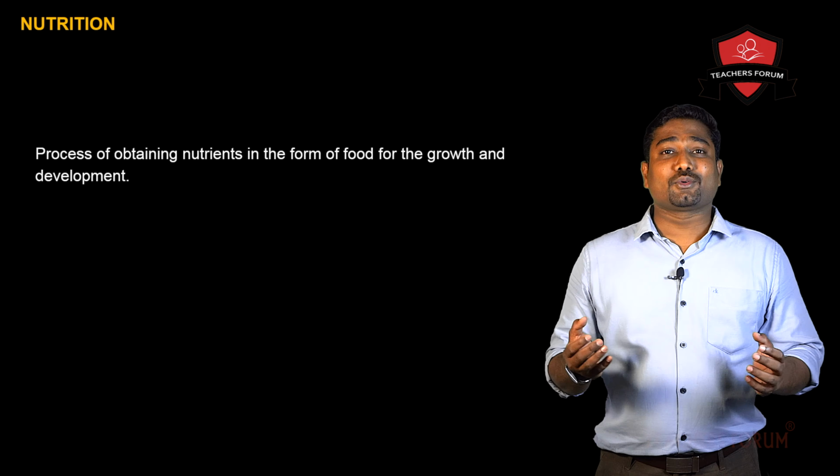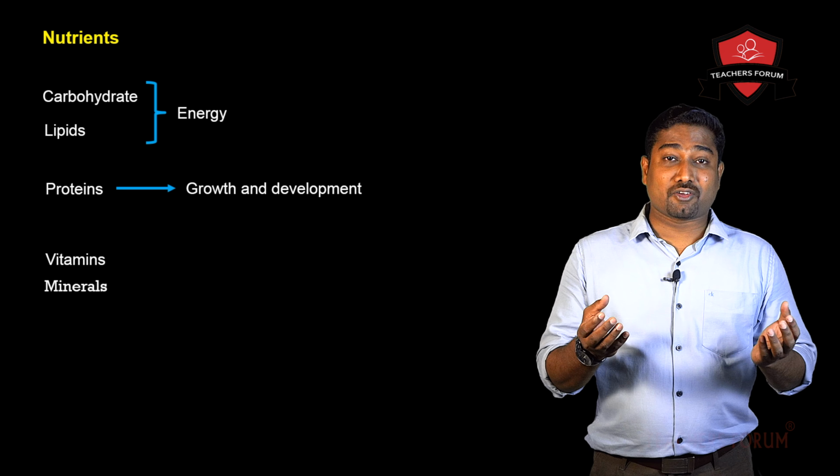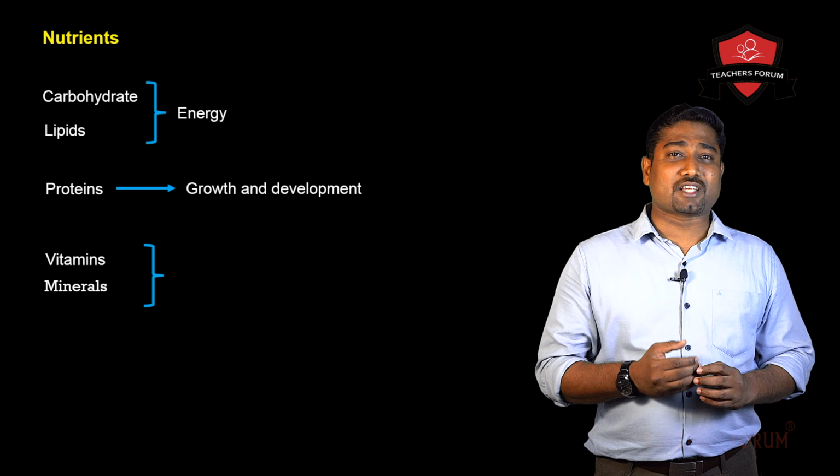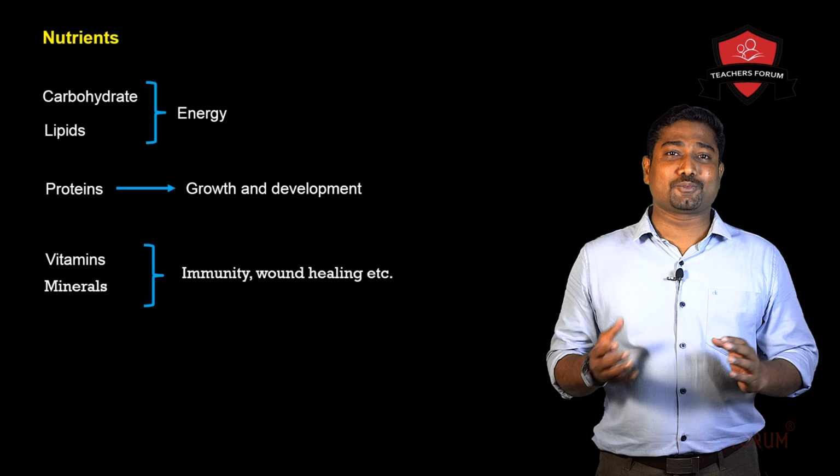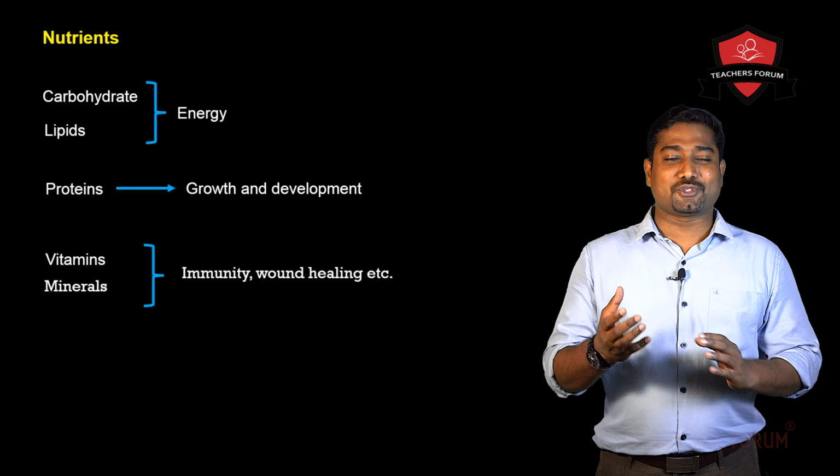Among the 5, carbohydrate and lipid are the source of energy, while protein helps for the growth and development of your body. We have the vitamins and minerals. They do hundreds of jobs in your body, like fighting against infection, wound healing and many more. Some organisms have the ability to make their own food, whereas other organisms cannot make their own food. They have to depend on some other organism for their food, for their energy need.